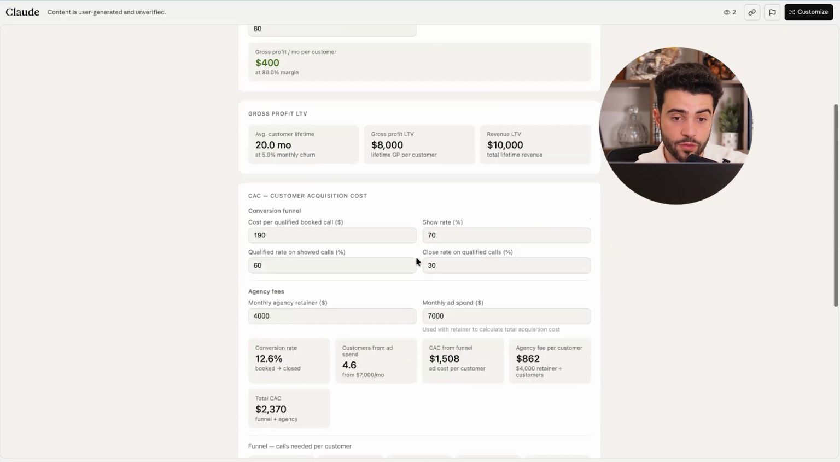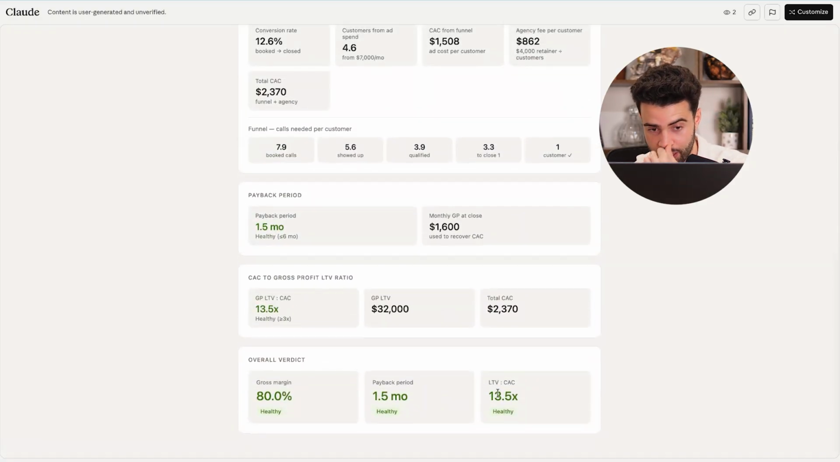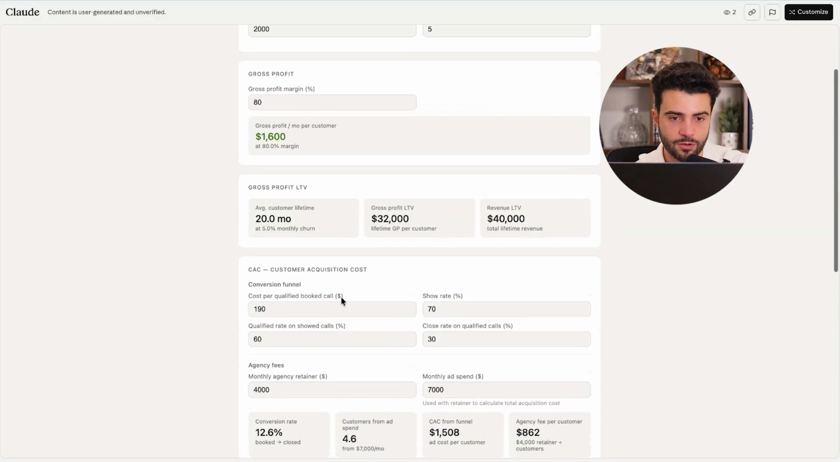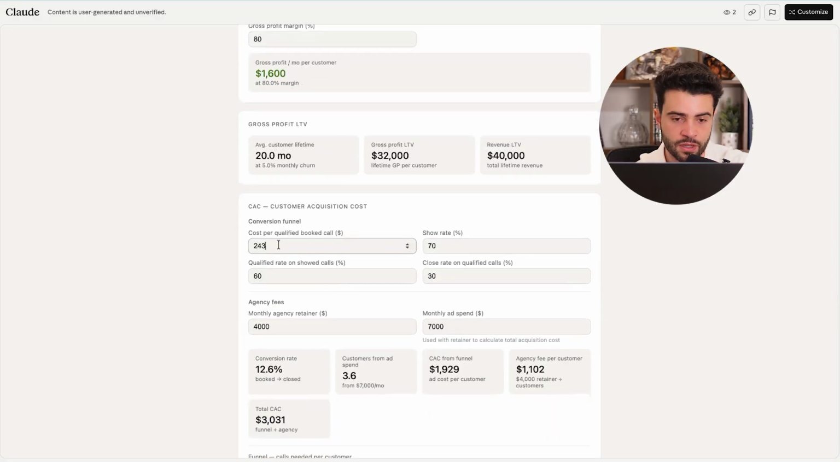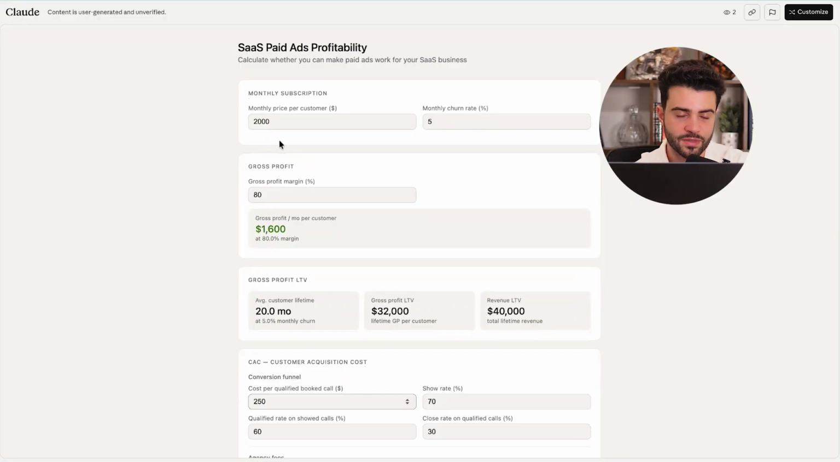Now, the beautiful thing is if you have a higher ticket SaaS, for example, if you're selling even like $1,000 or $2,000 a month, right? Now all of a sudden your LTV to CAC is pretty insane when you get those higher, because most of the time the demos stay relatively around the same in terms of the cost per qualified book demo. So that is a very, very big benefit if you do have a slightly higher ticket SaaS.